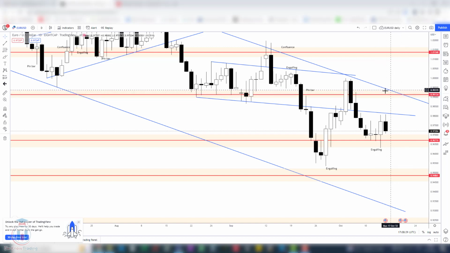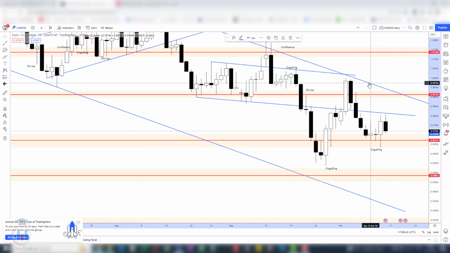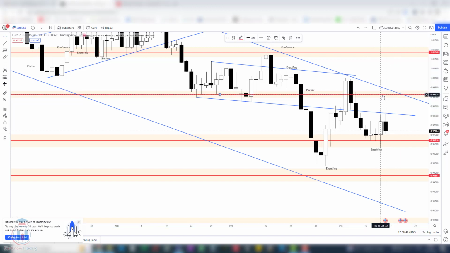And also this resistance area is a confluence of resistance, where we have a daily downtrend resistance area, and also a horizontal resistance level, which makes a strong supply zone for the price, which will be hard to break to the upside.